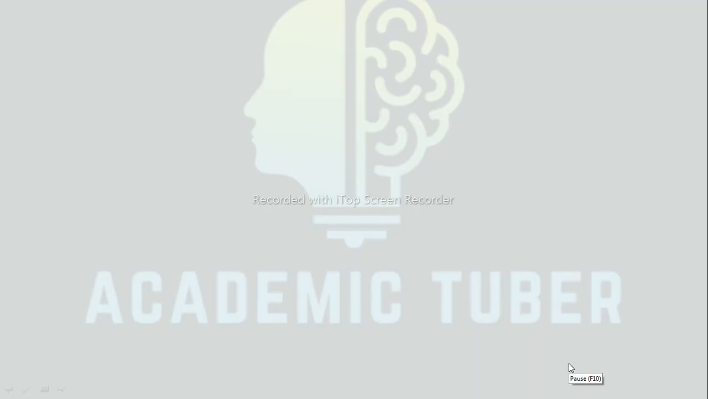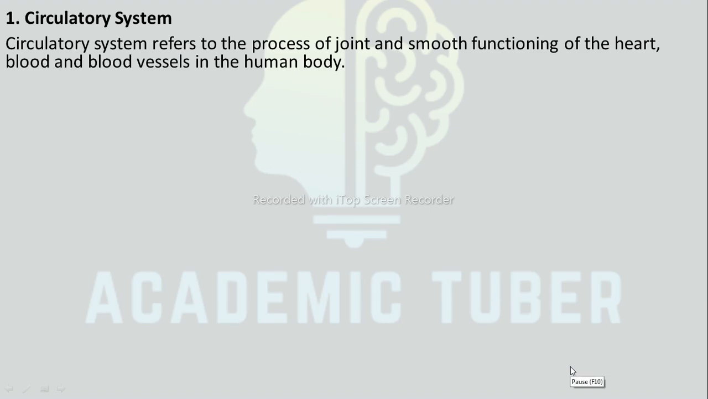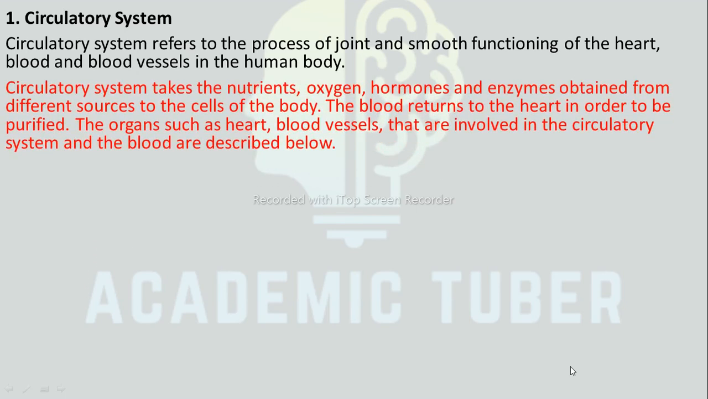Here in this unit, we are going to discuss the four systems present in the human body. Circulatory system. Circulatory system refers to the process of joint and smooth functioning of the heart, blood and blood vessels in the human body. The circulatory system takes the nutrients, oxygen, hormones and enzymes obtained from different sources to the cells of the body. The blood returns to the heart in order to be purified.